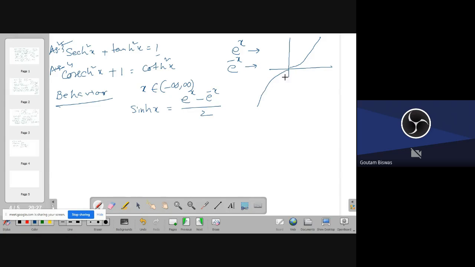Okay. So, generally, now see sinh x. What is e to the power x? Say at some point here, this is e to the power x. And what is e to the power minus x? The same point here. So the value is e to the power x minus e to the power minus x, this minus this divided by 2. This is the way it behaves.